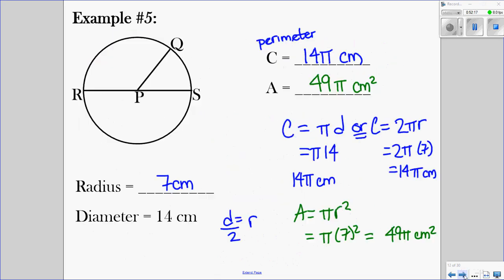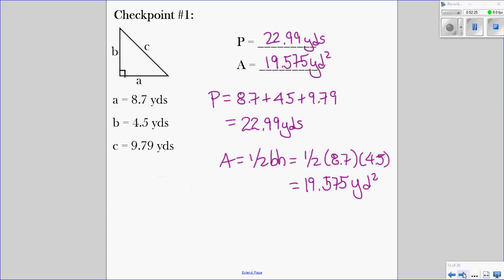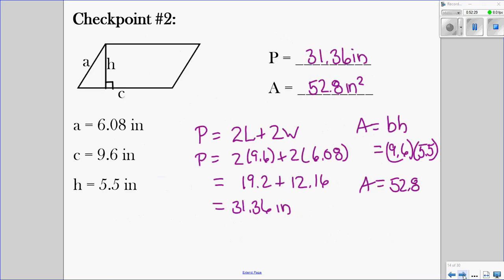Pay attention to what they give you. If you don't have the radius, you can find it by dividing the diameter by 2. If they ask you to give both the perimeter and area, give both. Don't give one or the other. Do not mix up the area of a circle and the perimeter of a circle. Perimeter of a circle is the circumference, which is 2 pi r or pi d, and area is pi r squared.